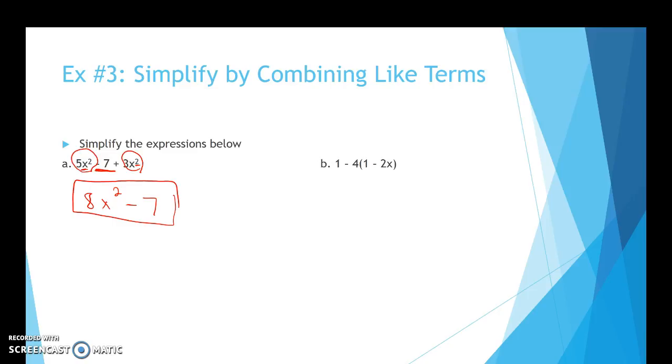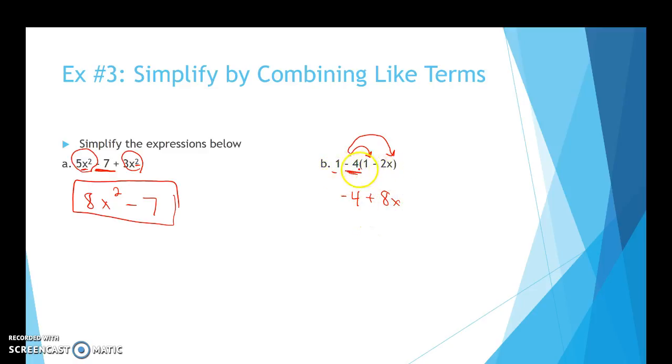With B, we're bringing in the distributive property along with combining like terms. So let's first look at the situation. We have negative 4 outside of the parentheses, and inside the parentheses we have 1 minus 2x. Let's not work with this one yet. We're just going to deal with the distributive property first. So I'm going to take this negative 4 and distribute it to 1, and I'm going to take this negative 4 and distribute it to this negative 2x. Well, negative 4 times 1 is going to give me negative 4, and negative 4 times a negative 2x is going to give me a positive 8x.